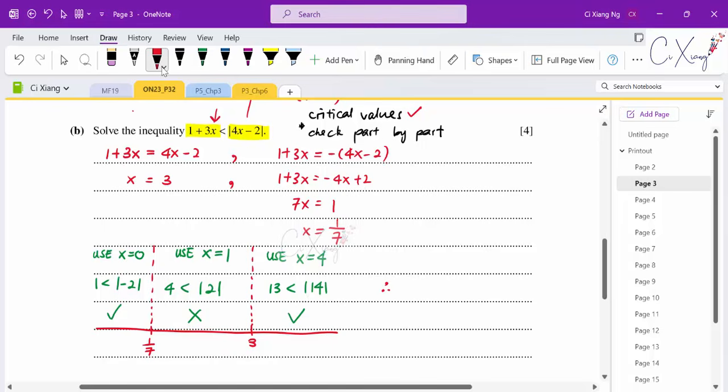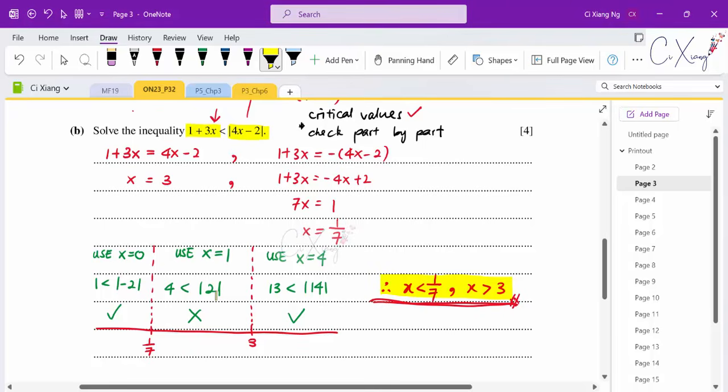So from here, you can see that the answer is x smaller than 1 over 7. I only take the answer which is having a tick, not a cross. So smaller than 1 over 7, and also x greater than 3. So this is basically what I have for my final answer.